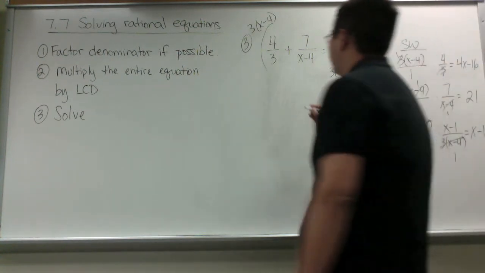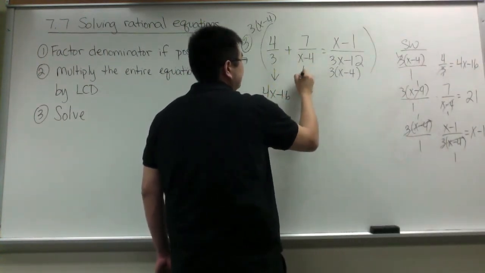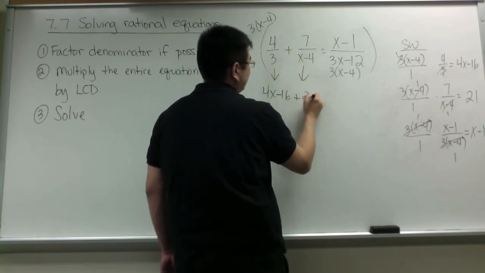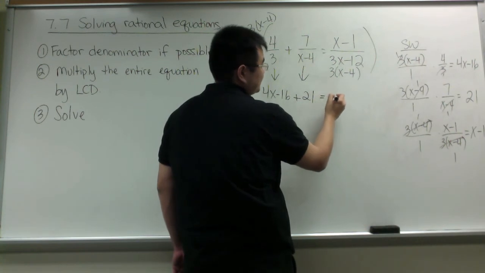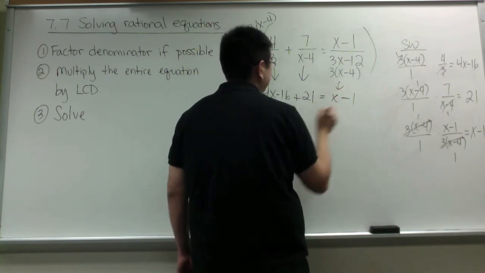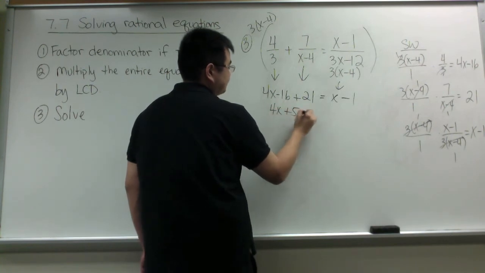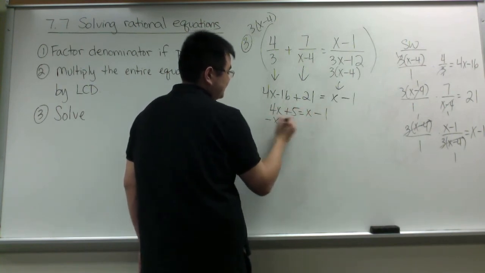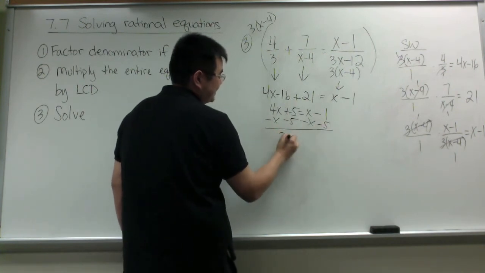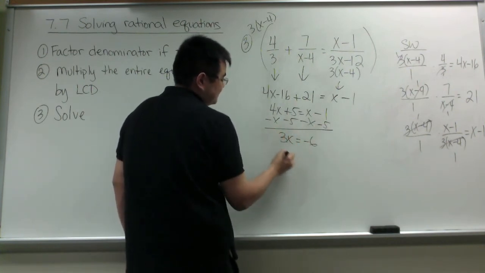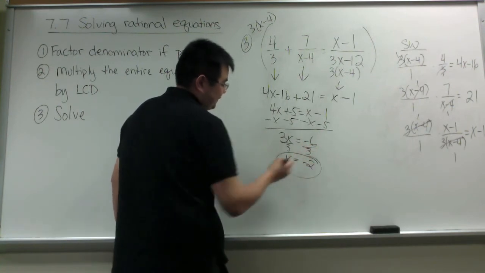So when we rewrite the fractions, 4/3 becomes 4x minus 16. The second fraction becomes 21. And the last fraction becomes x minus 1. And then we can solve the equation. We combine our like terms. Subtract x on both sides, subtract 5 on both sides. We get 3x is equal to negative 6. Divide both sides by 3, and we will get x is equal to negative 2.